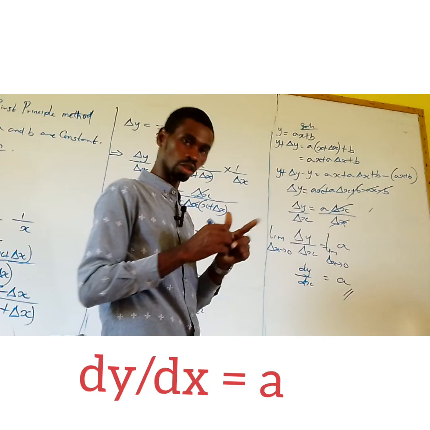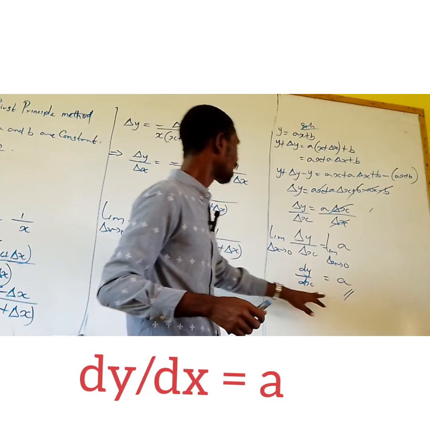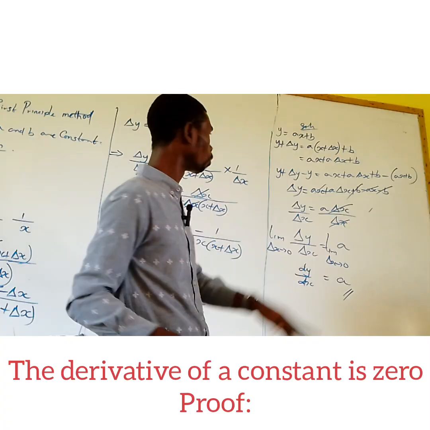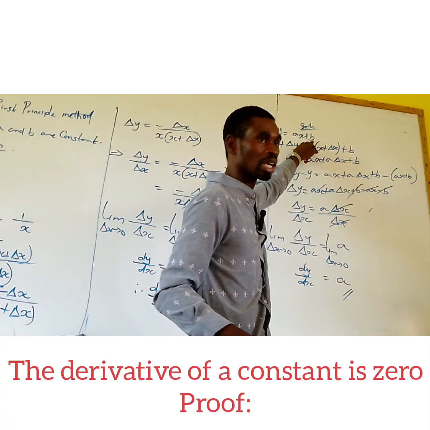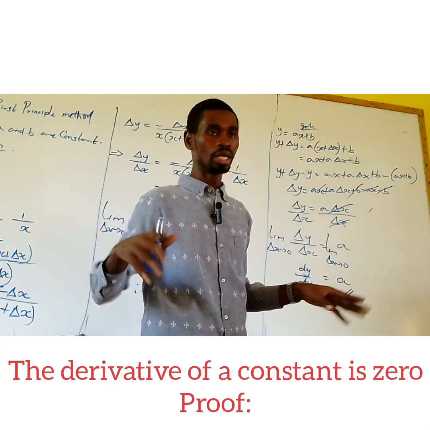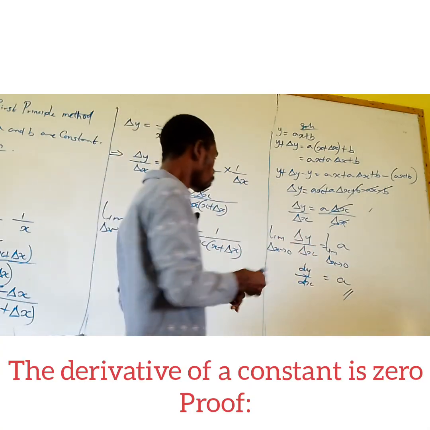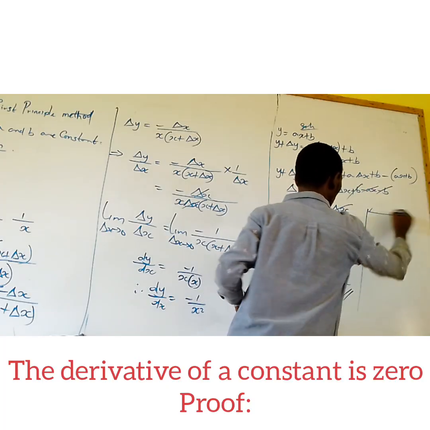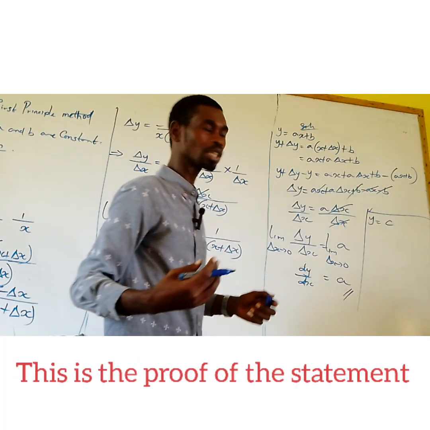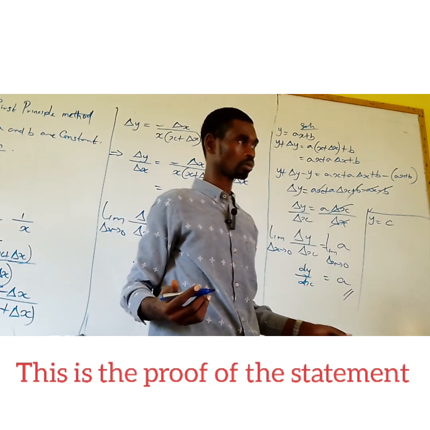So what is the implication of this? The implication is that the derivative of a constant value is 0. We observe here that this is constant. The derivative of this constant value is 0. Now, just say for instance, we have something like this. We have y equals, let's say, c. We have to find the derivative of this.